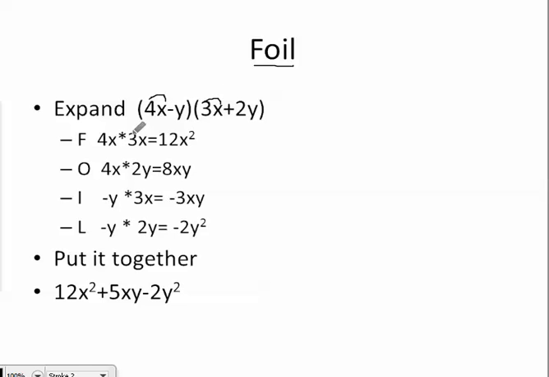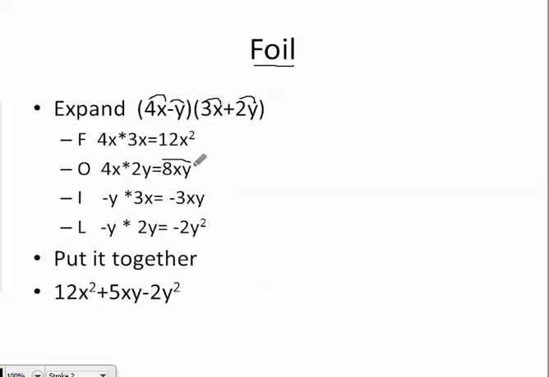So 4x times 3x is 12x squared. And then outer, 4x times 2y. That gives me 8xy. And then I'm going to take the negative y. That's the inner terms. Negative y times 3x gives me negative 3xy. Then the last terms, negative y times 2y, gives me a negative 2y squared.